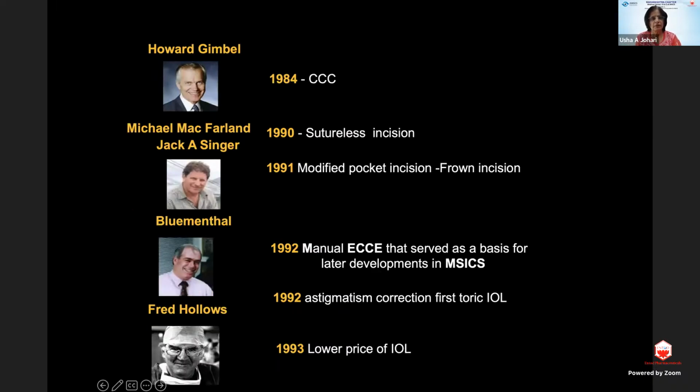Howard Gimbel, Michael McFarland, who used a sutureless incision, Jack Singer, who modified a pocket incision, Blumenthal, of course, we know him very well. In 1992, the manual extracapsular extraction served as a basis for the later development of MSICS. In 1992, astigmatism correction was done with the first toric IOL, and in 1993, everybody thought of having a lower priced intraocular implant. Next, please.